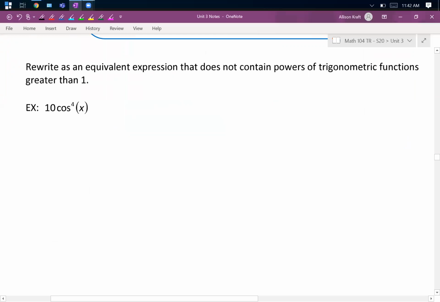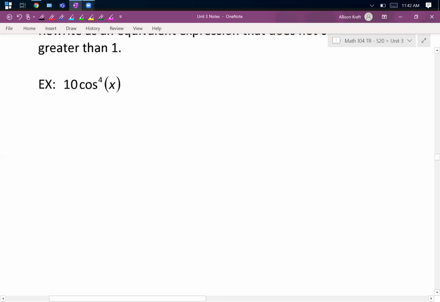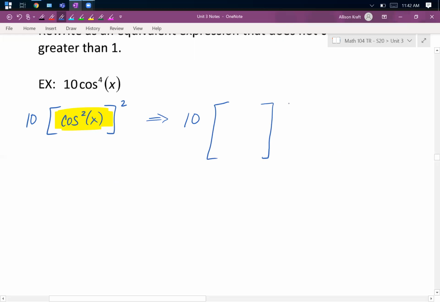All right, so 10 cosine to the 4th. Our power reducing formulas are only for squareds, so we need to manipulate this into something squared. This is the same as 10 times cosine squared, squared. We'll use our power reducing formula for the part in the middle. Our power reducing formula is 1 plus cosine of 2 theta, all over 2.